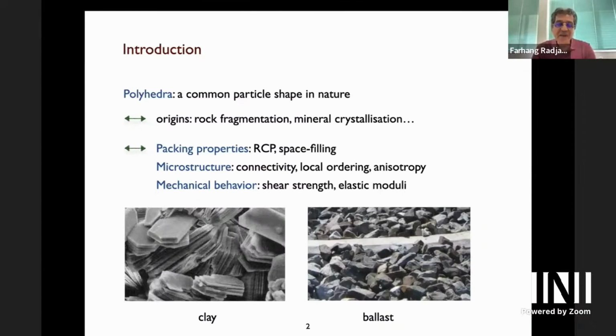Very little is known about these packings, mainly due to the variability of the shapes. So the number of faces, edges, and some geometrical properties such as elongation and so on can change a lot in different contexts. And in general, it's difficult to characterize what we generally do for sphere packings, for example, packing properties, random close pack structures, space filling properties, and the microstructures such as coordination number, local ordering, anisotropy, and the relation with mechanical behavior such as shear strength, elastic moduli, and so on.